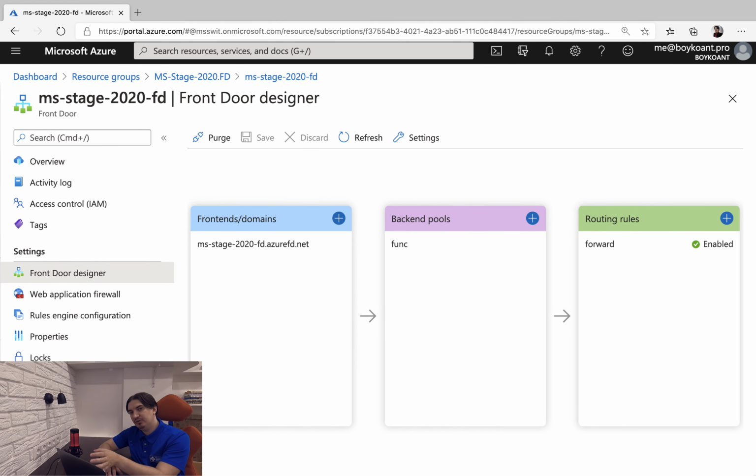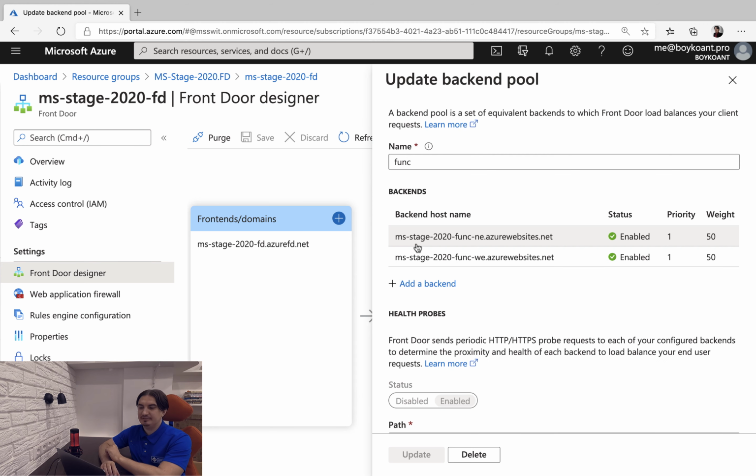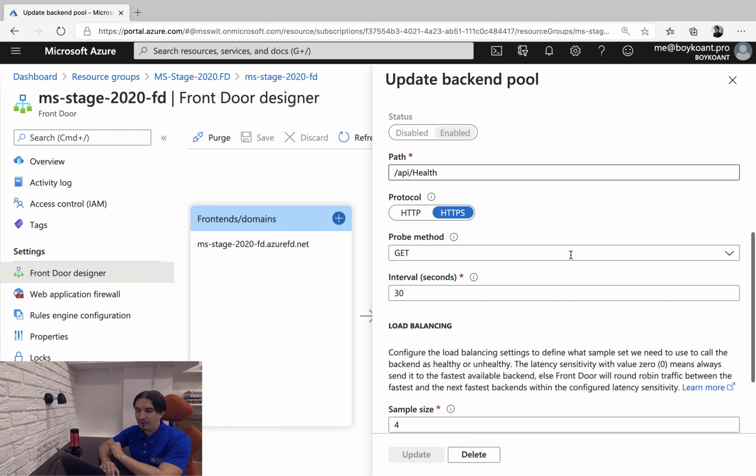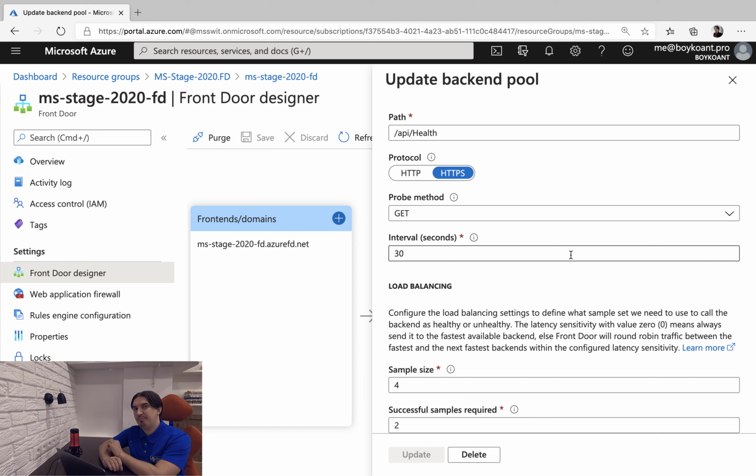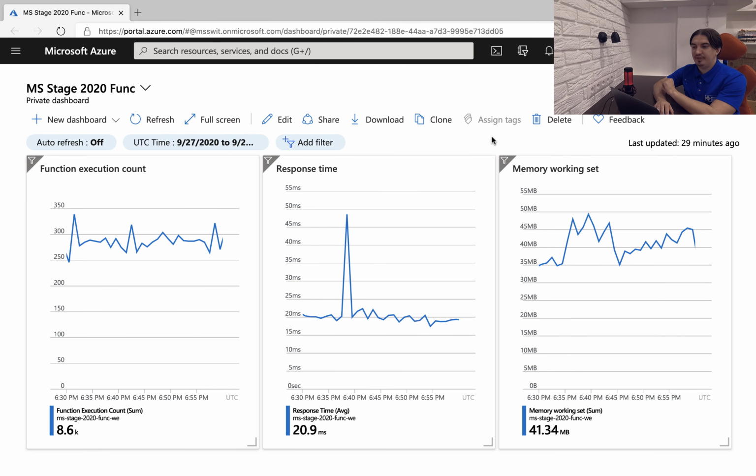First of all, here I'm on the Azure portal, showing you the Front Door. Let me open this backend pool again. As you can see here, I have two hosts in my backend pool, but what is more important here is this path. This is basically my health probe. As you can see, it will call the API health function, it will use the GET method, and it will call it once per 30 seconds, so basically 2 times per minute. Okay, so let's dive a bit deeper.